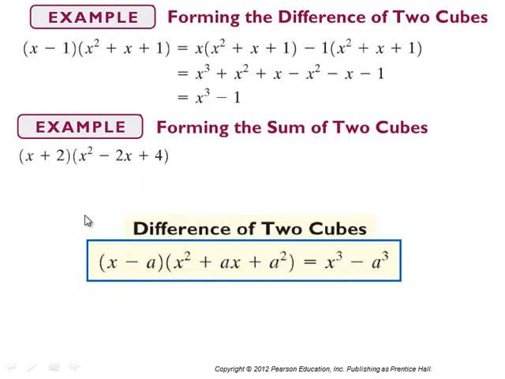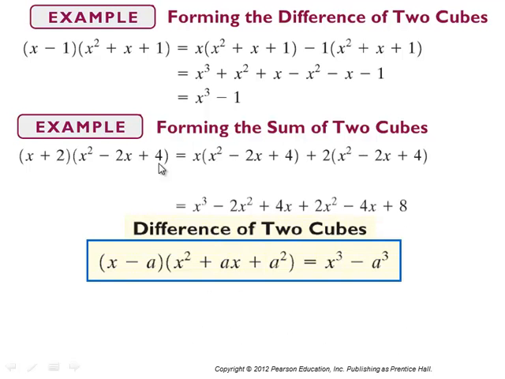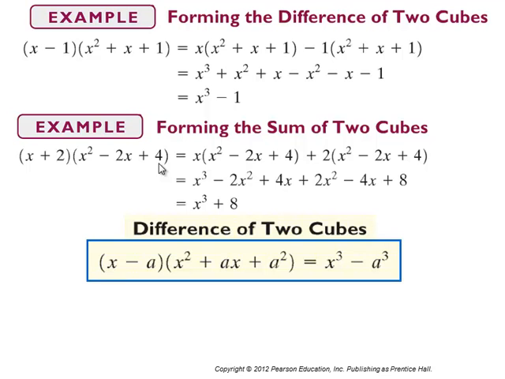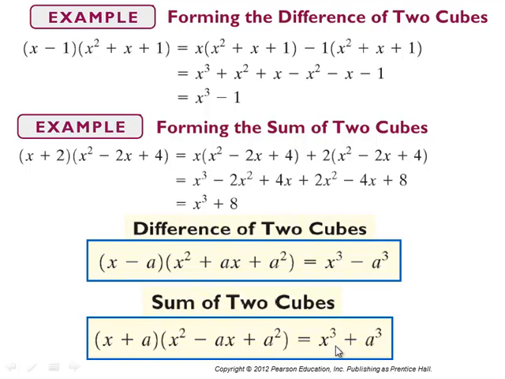All right, here's another one, but this time you have a sum of cubes. Now let's multiply the x plus 2 times x squared minus 2x plus 4. And that works out to be x cubed plus 8, as in x cubed plus 2 cubed. So you can factor x cubed plus 2 cubed as x plus 2 times x squared minus 2x plus 4. So you've got difference of cubes and sum of cubes, ways of factoring them.